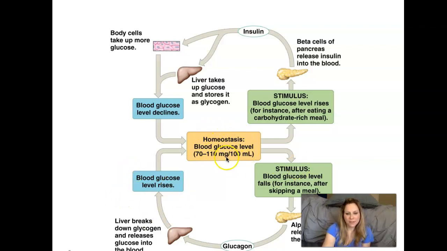Normal level. So here, let's look at the middle. This is our set point. Blood glucose needs to be between 70 and 110 milligrams per 100 milliliters. That's our set point. That is what we want at all times. So let's follow this chart, follow my cursor here.